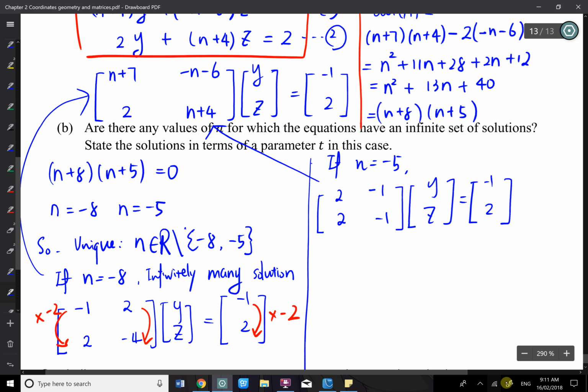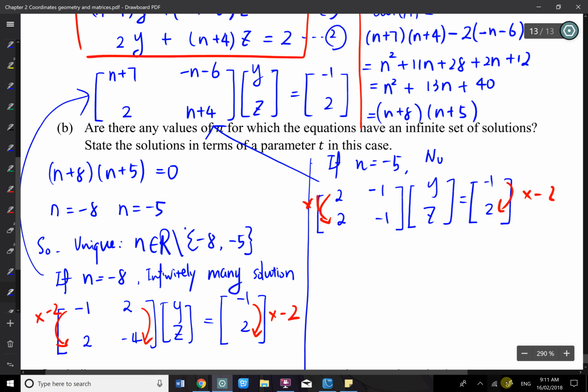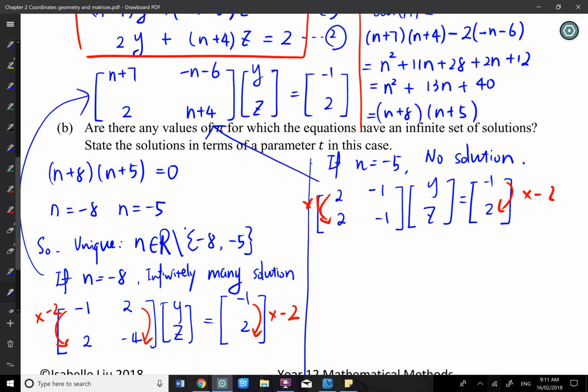Well, you can see this is times by 1. Okay, the coefficient is times by 1. But that one is times by negative 2, which is not working. So this is not the same equation. Therefore, n equals to minus 5. There's no solution between y and z. Therefore, there's no solution between x, y, and z.